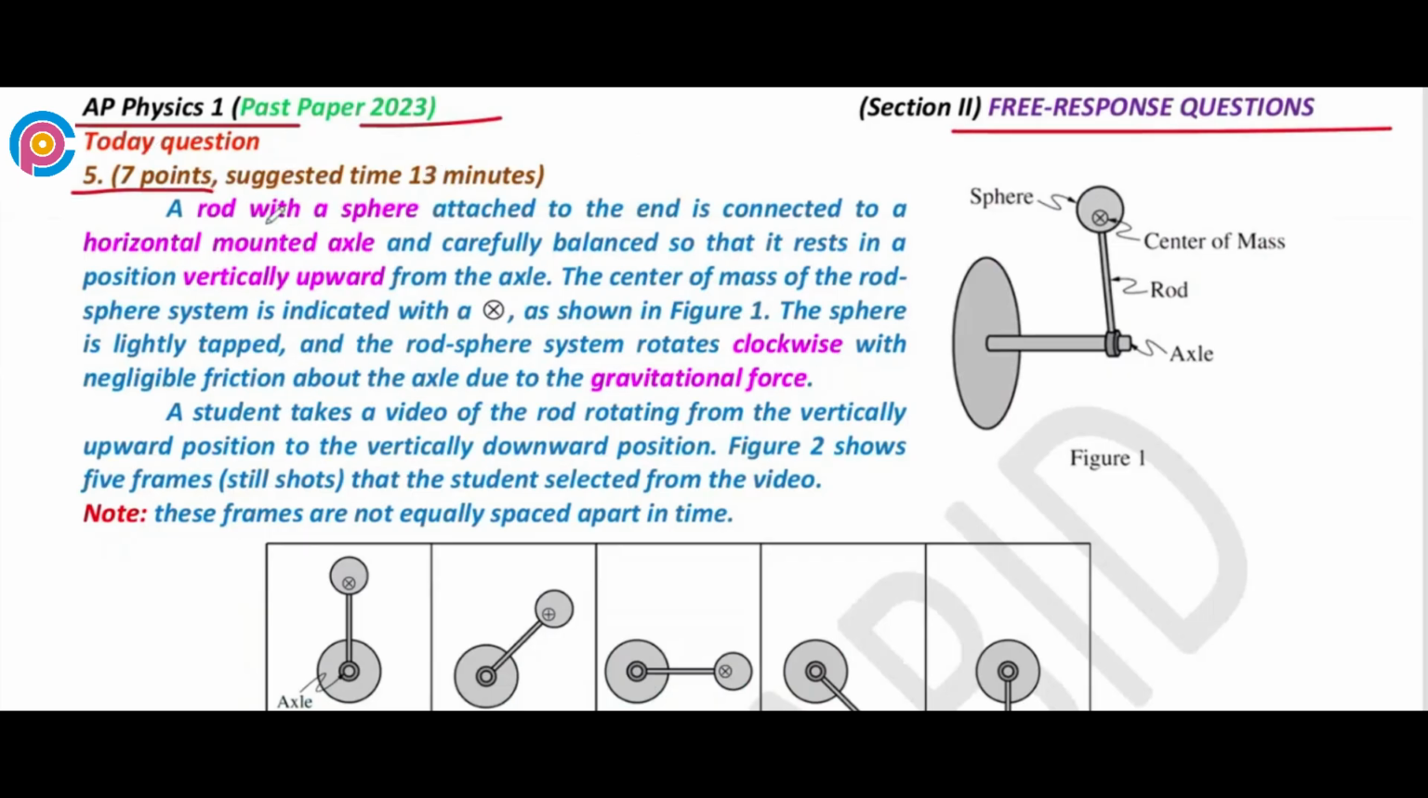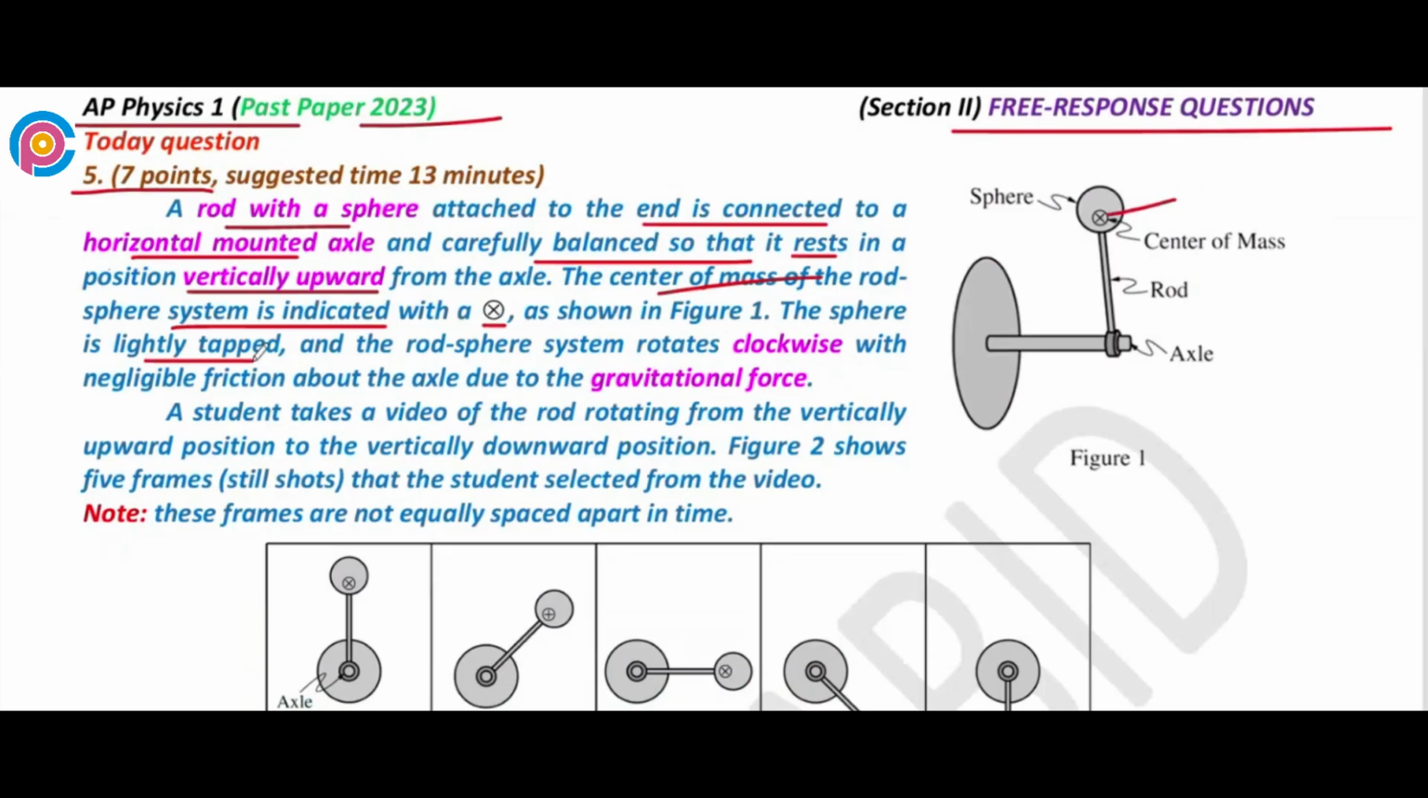The question is: a rod with a sphere attached to the end is connected to a horizontally mounted axle, carefully balanced so that it rests in a position vertically upward from the axle. As shown in the figure, the center of mass of the rod system is indicated by the cross sign. Here the center of mass is indicated.